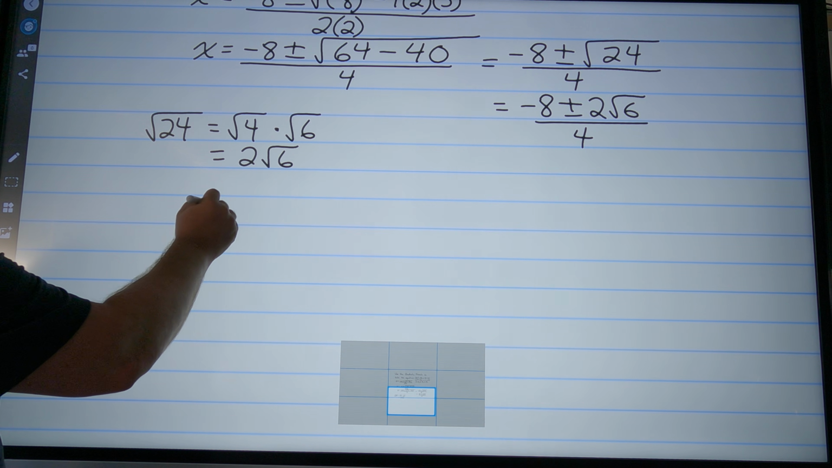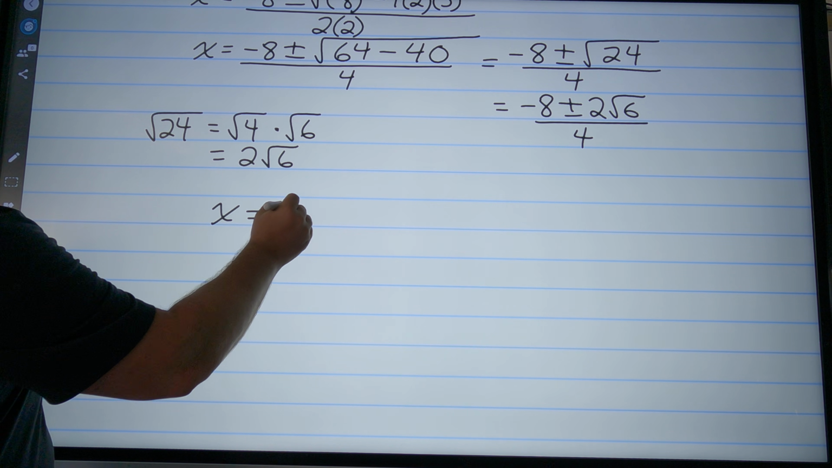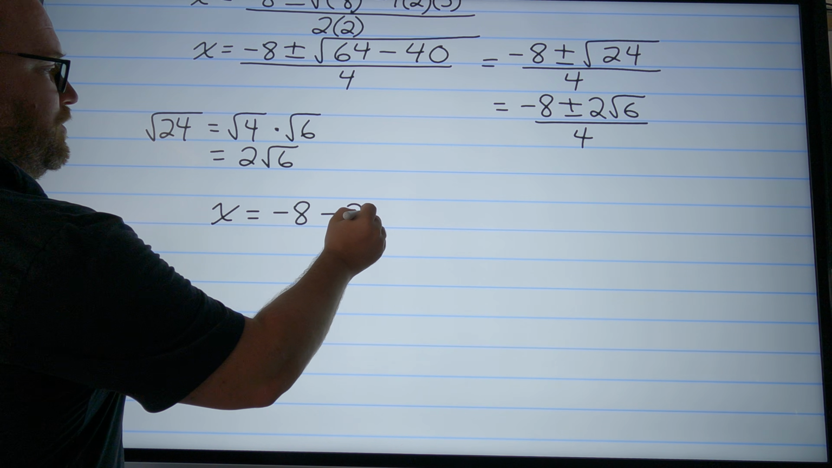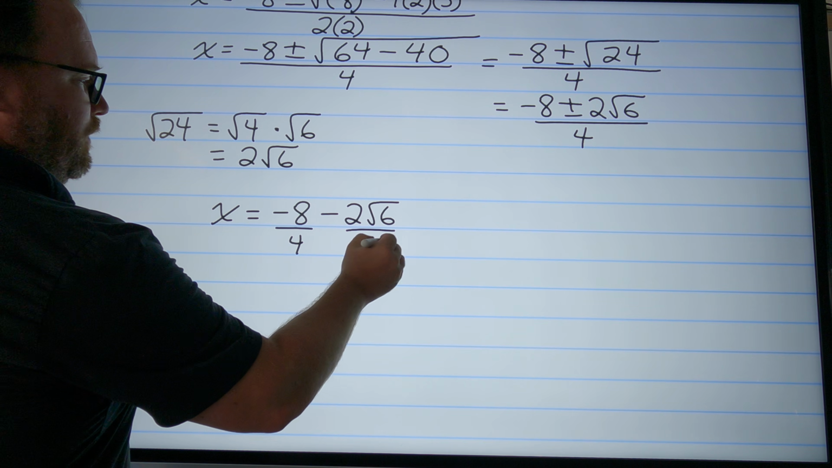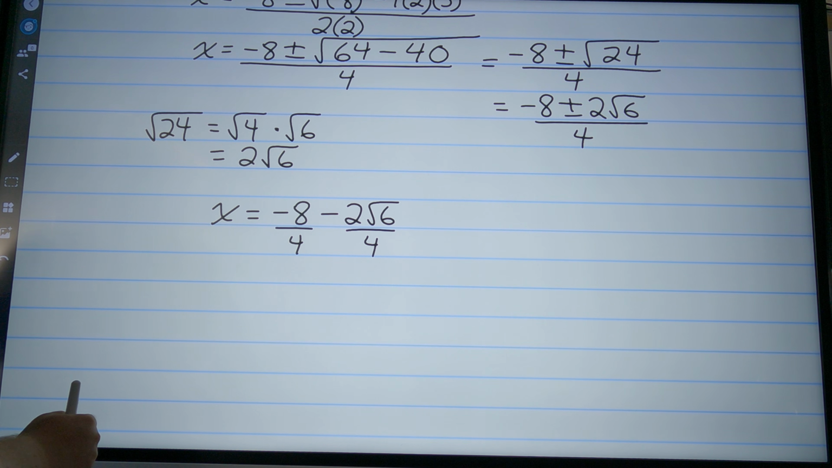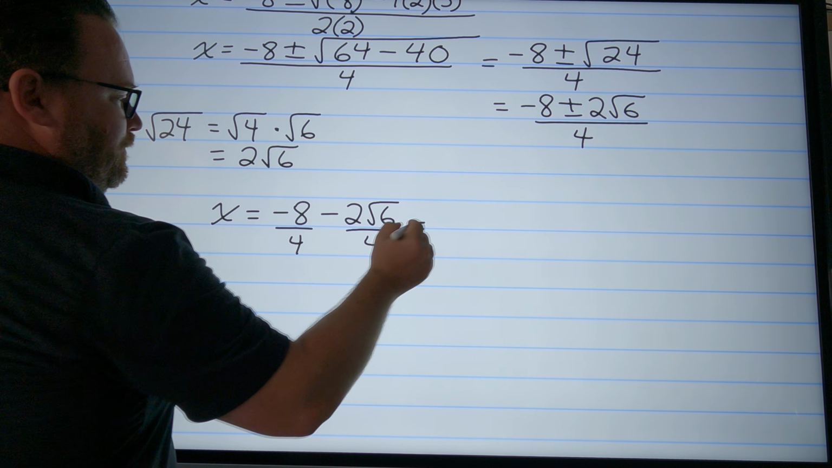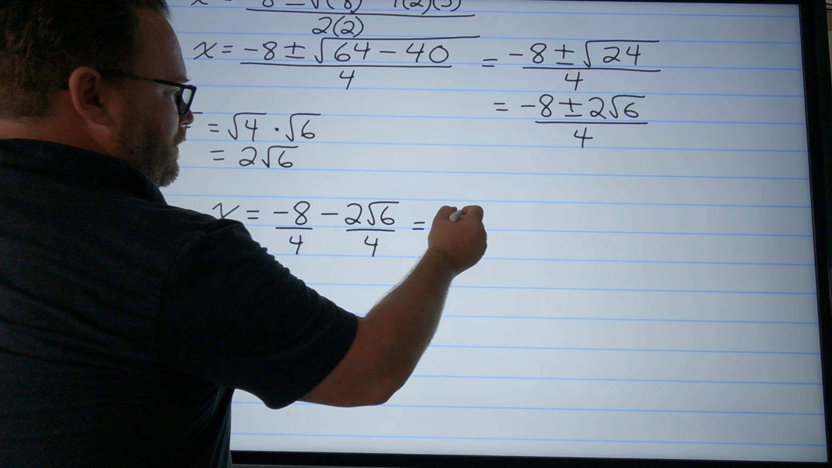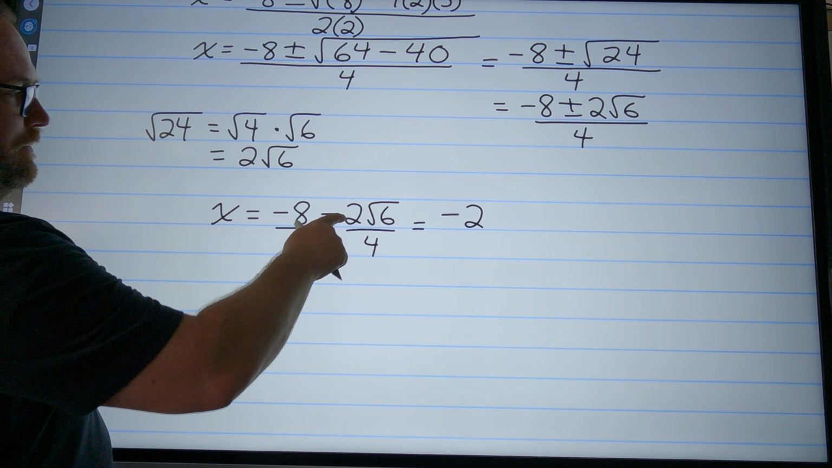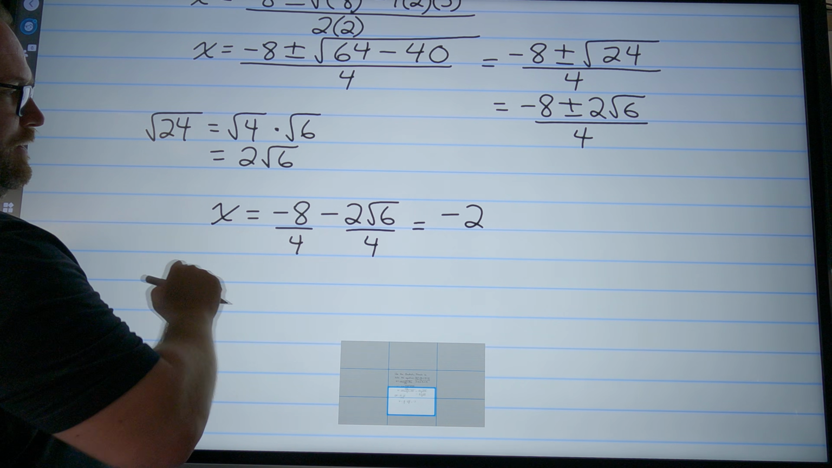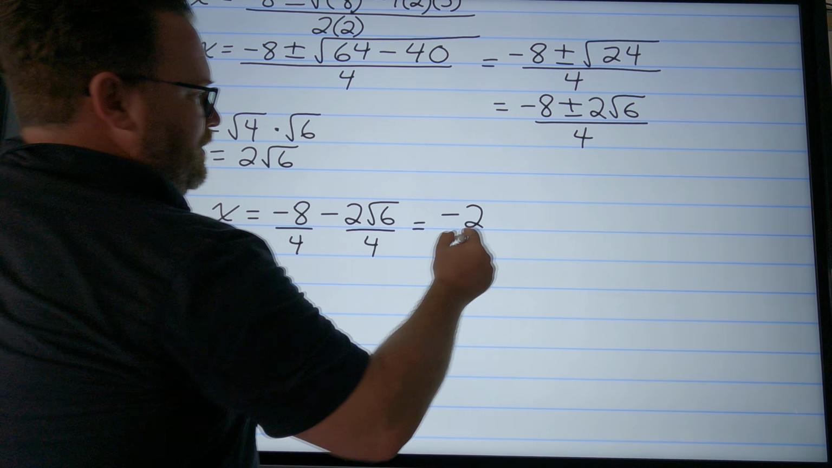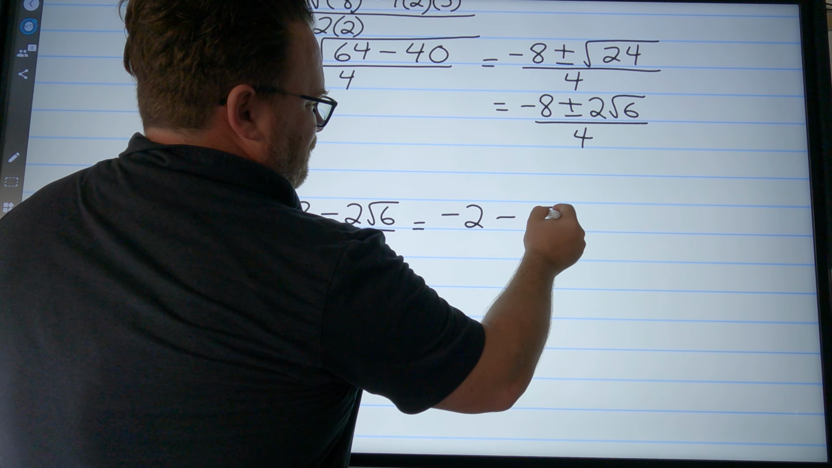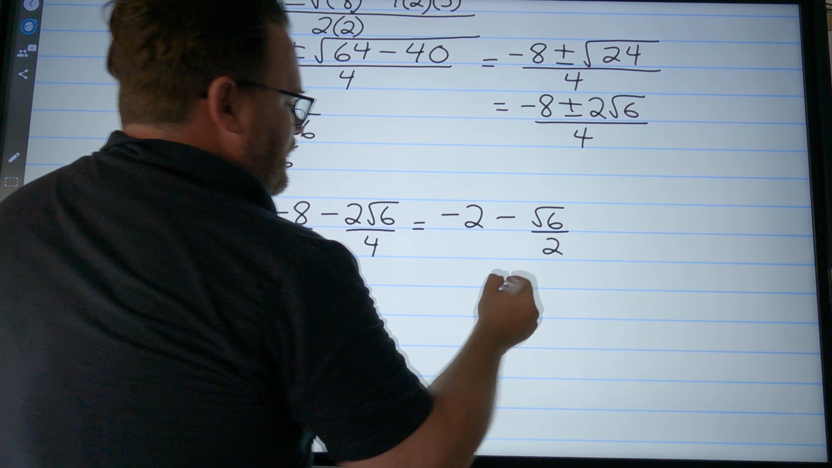If we break apart our two solutions, we got x equals negative 8 minus 2 times the square root of 6. And we're going to write this over 4 here and this over 4 here. Negative 8 divided by 4 is negative 2. And then here, this would simplify to minus 1/2 square root of 6. So minus square root of 6 over 2.